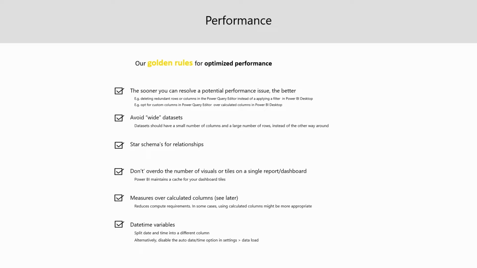Use measures over calculated columns whenever possible, as this reduces compute requirements. For datetime variables, try to split the date and the time into different columns if you need it. Otherwise, this takes quite a lot of compute power from your model. Alright, let's move on.